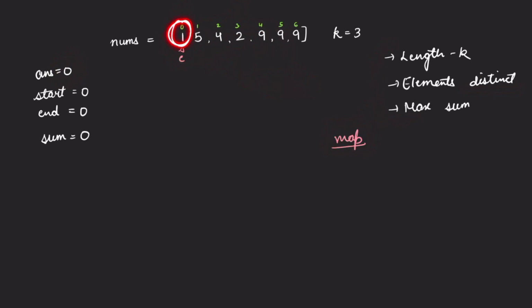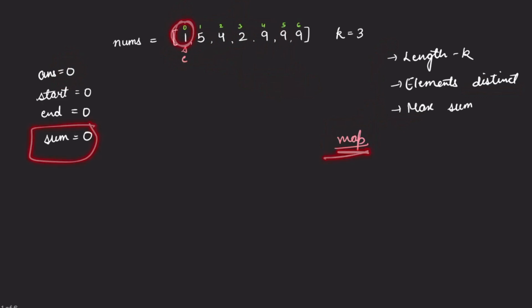First, you will mark this inside your map and add it to the sum, right? So corresponding to 1, we will store its index. Why are we storing its index? That I will tell you later. So our sum will now become 1, right?